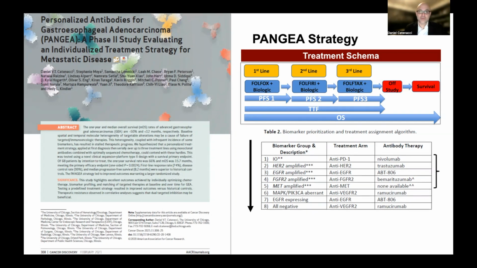But just as a brief overview, the standard first-line therapy is, depending on the biomarker group, FOLFOX chemotherapy with, if you're HER2 positive tumor, trastuzumab. If it is a PD-L1 high tumor, MSI high tumor, it's nivolumab. And if it's negative for both of those biomarkers, it's currently just FOLFOX.